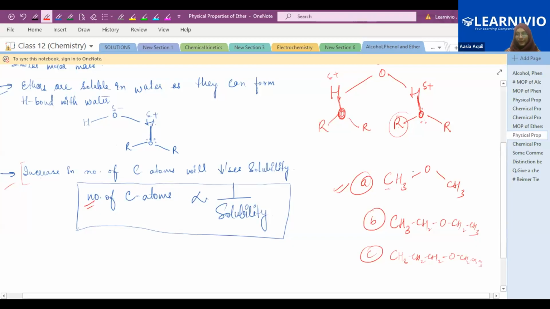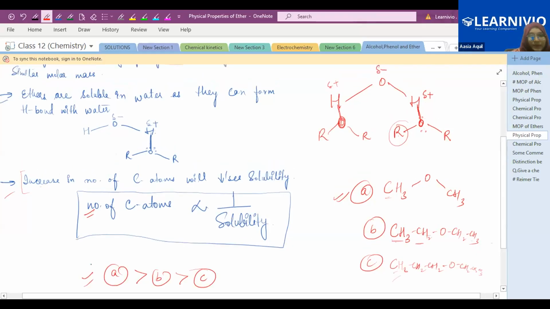And vice versa. So in these three, A, B, and C, which one will have the highest solubility in water? A, right? After A, B, right? Then C. Because in the B molecule, the number of carbon is 4, and in C more the number of carbon, so less will be the solubility. So that's the order of solubility.